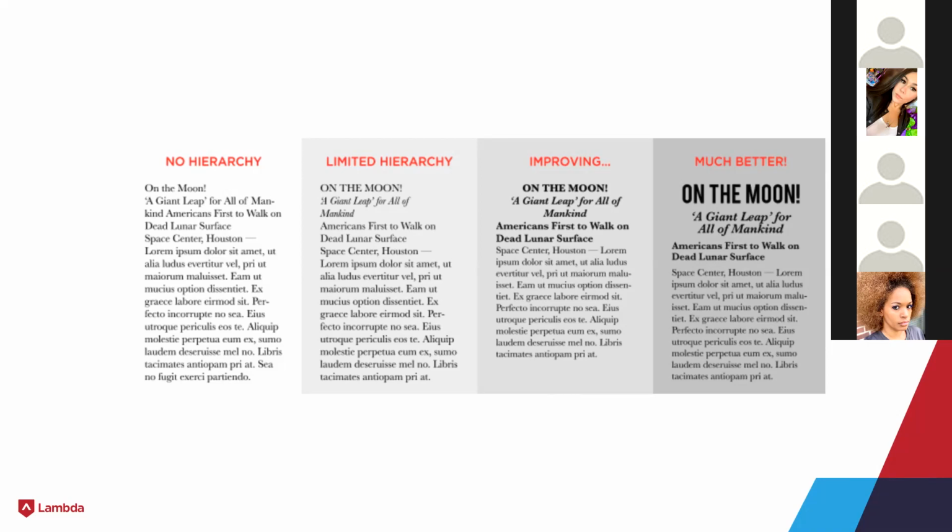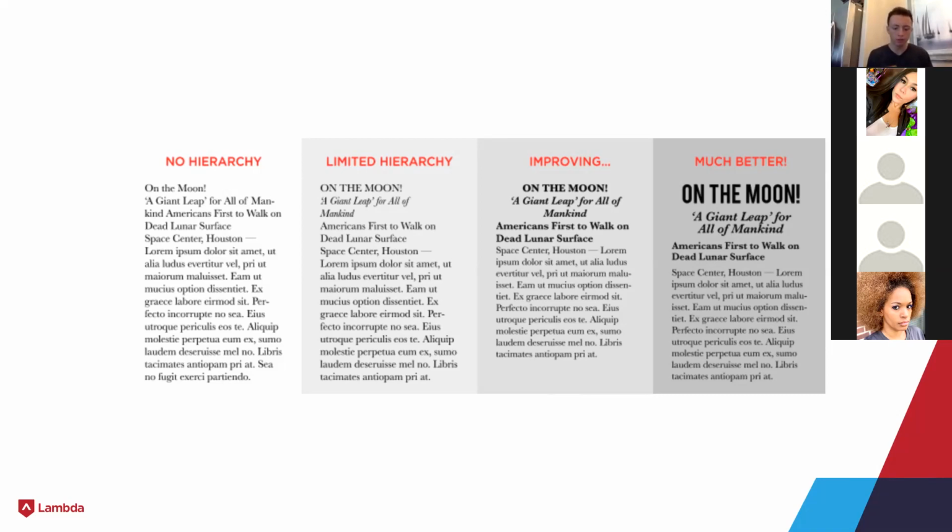But as I continue on to improving, we've noticed a couple of different things here. Everything had been left aligned in the first two examples, but in the third example, we have "On the Moon," which is now bolded and centered. We also have "A Giant Leap for All of Mankind." It looks like that has also been bolded, and they might have also increased the text size. And then now we're able to read "Americans First to Walk on Dead Lunar Surface," which is bolded. And it looks like that font may have also increased in size.